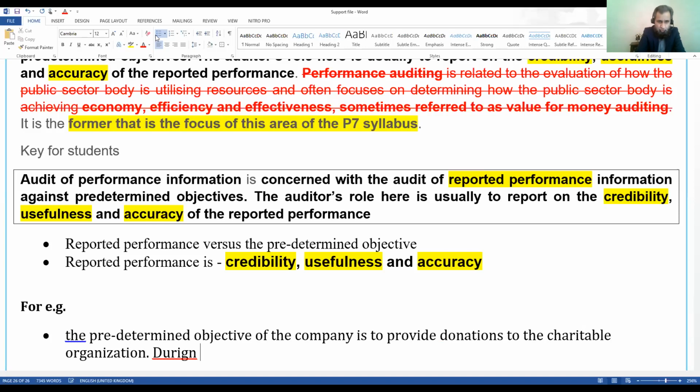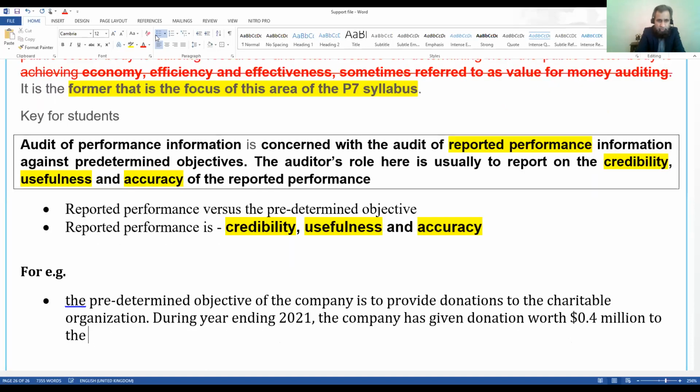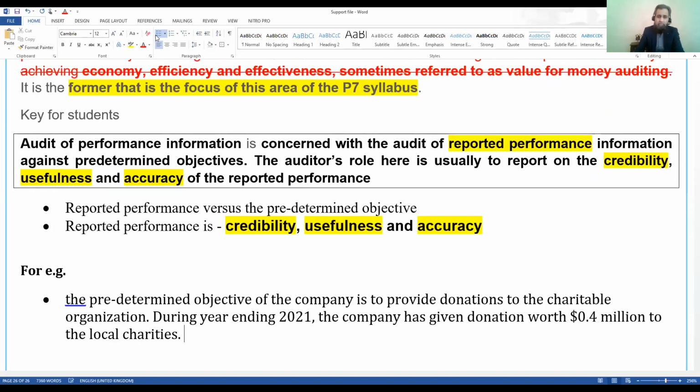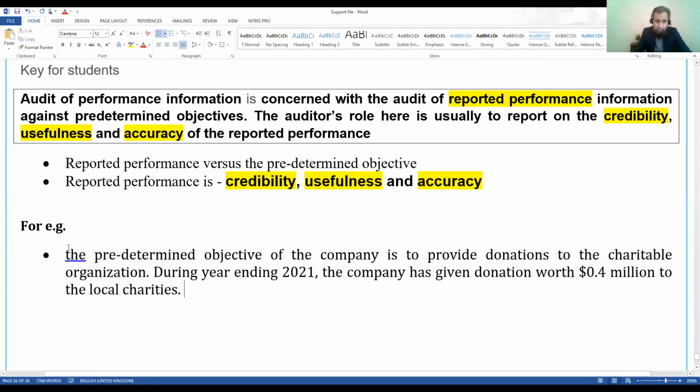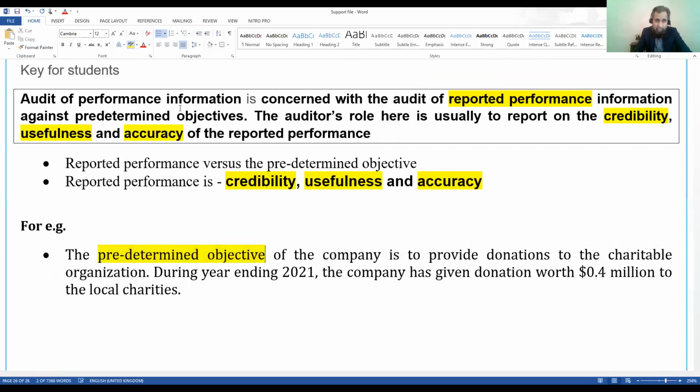During the year ending 2021, the company has given donations worth $0.4 million to the local charities. Full stop. Now see this example. Is there an objective? Yes, there is an objective. And against the objective, have they given donations? Yes. So predetermined objective is that they have to give donations. And during the year, how much donation have they actually given against the objective?